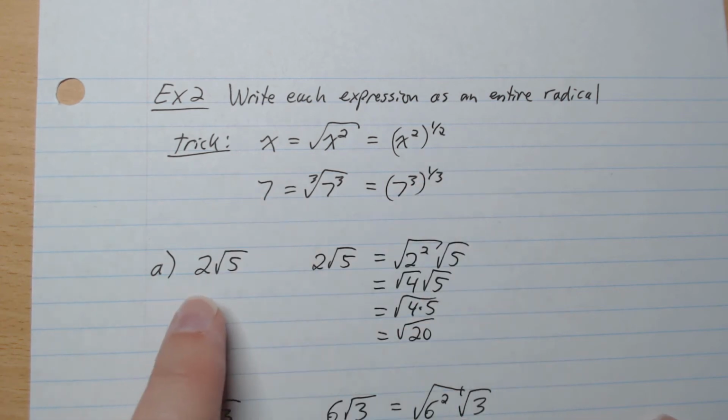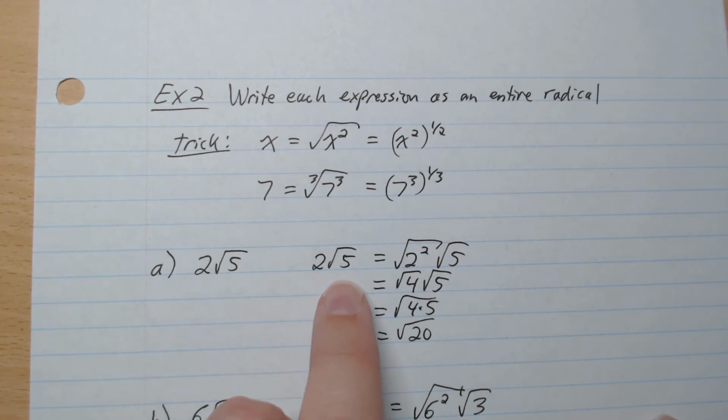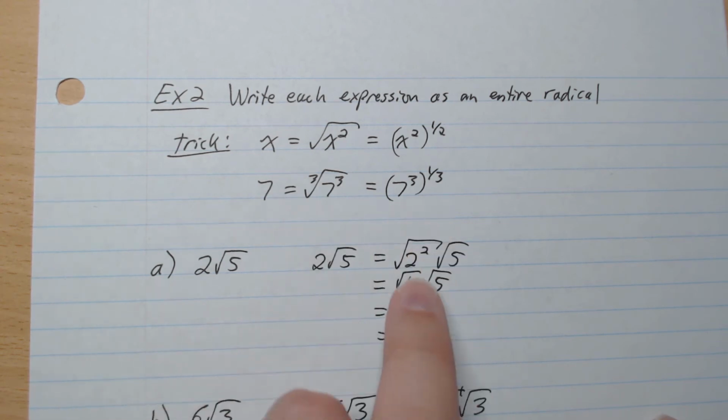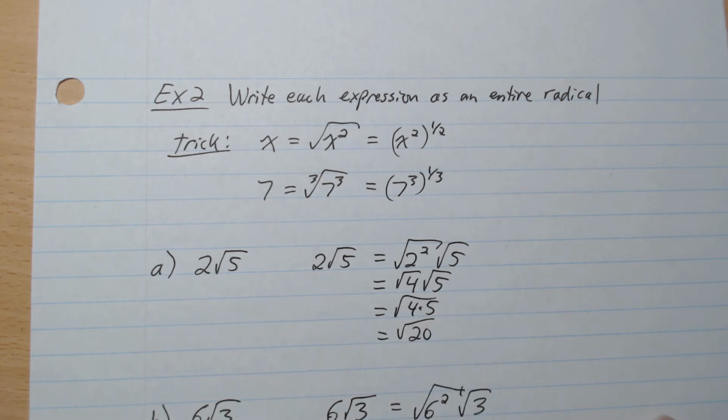So here's an example here. So 2 root 5. We want a square root. So we're going to go square root on our 2, which gives root 4 root 5. And then we're going to put them together to be root 4 times 5, which is root 20, like that. So 2 root 5 is the same as root 20. This is an entire radical, and this is a mixed radical.